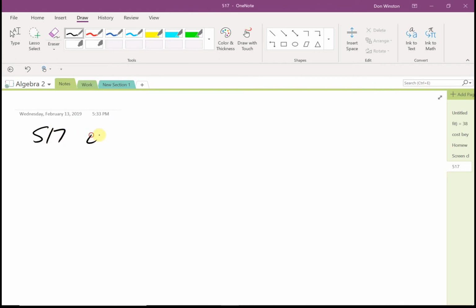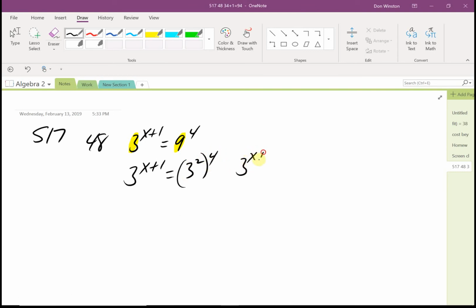I'll begin with number 48. We have 3 raised to the x plus 1 equals 9 raised to the 4th. The best approach here is to find a common base for 3 and 9. My common base would be 3. So this would be 3 raised to the x plus 1, and 9 is 3 squared, and I need to raise that to the 4th. So we have 3 raised to the x plus 1 equals 3 raised to the 2 times 4, which is 8.